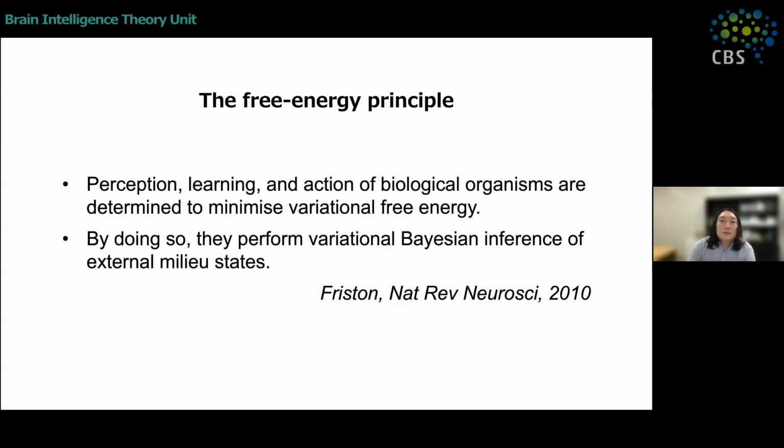This is a principle proposed by Carl Friston, which states that perception, learning, and action of biological organisms are determined by minimization of variational free energy, which is a cost function for Bayesian inference. So by minimizing this function, biological organisms can perform the inference of external world state.